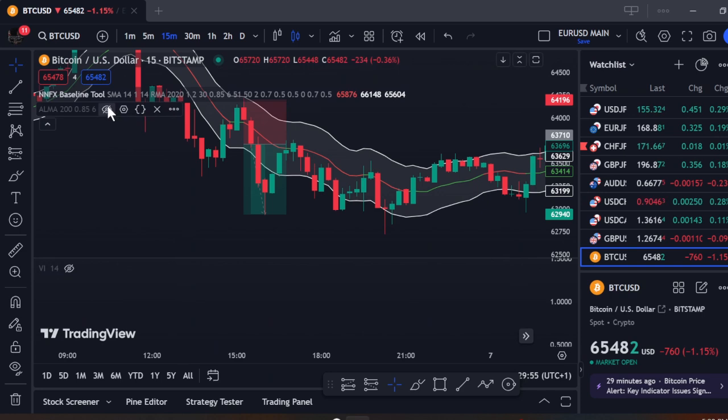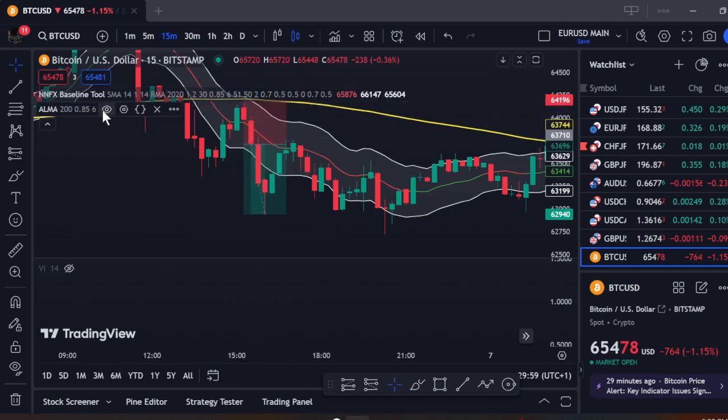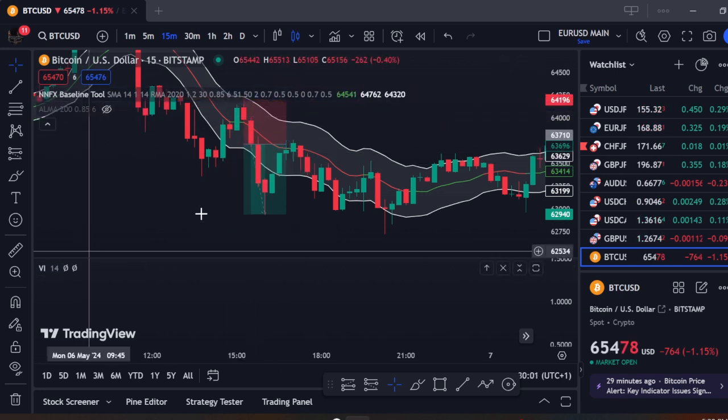Now if I want to confirm with the baseline, the ALMA, you can see the price was below the ALMA, and this was a very, very good trade. I'm going to hide it back and bring back the vortex.